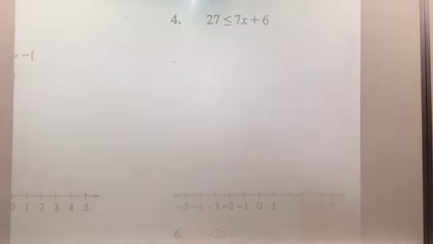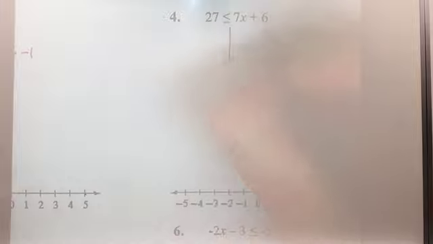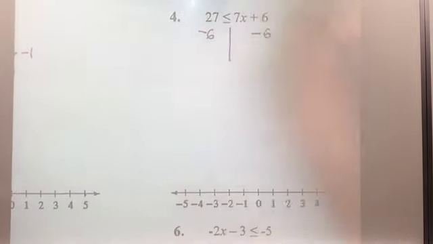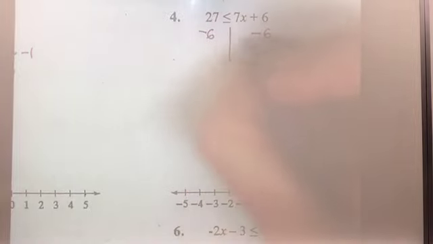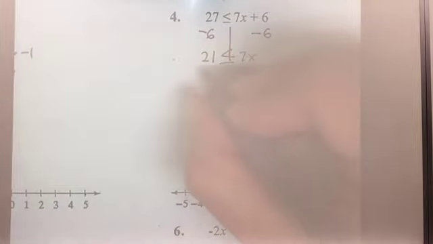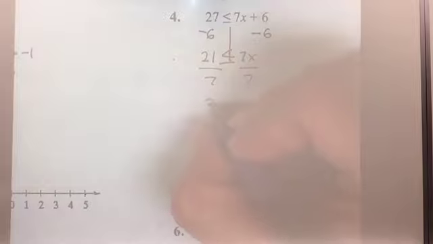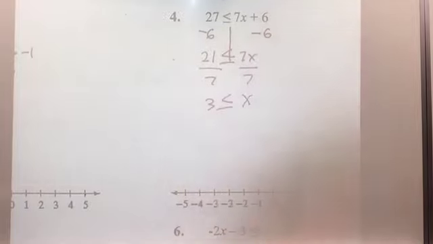All right, number 4. Draw my line. And I'm going to subtract 6 from both sides because I want to go after the one that's by itself. So I have 21 is less than or equal to 7x. I'm multiplying, so I have to divide both sides by 7. 3 is less than or equal to x.